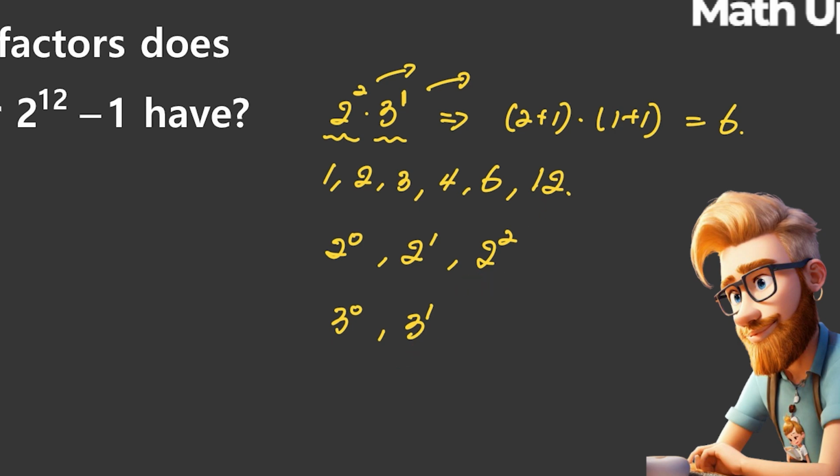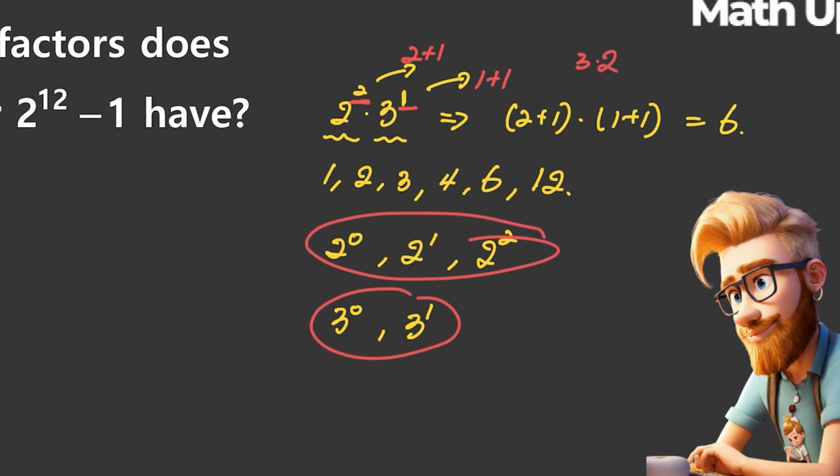So basically, the total number of factors can be found by multiplying these two numbers. But before we do that, we have to add 1. So 3 times 2, right? That is 6. Now, back to the question.